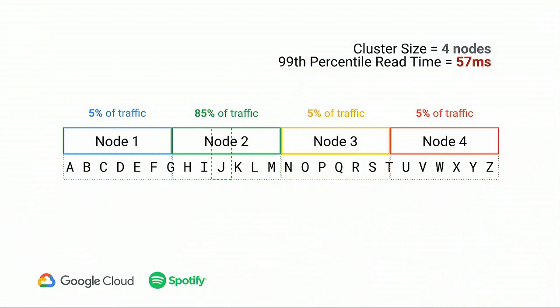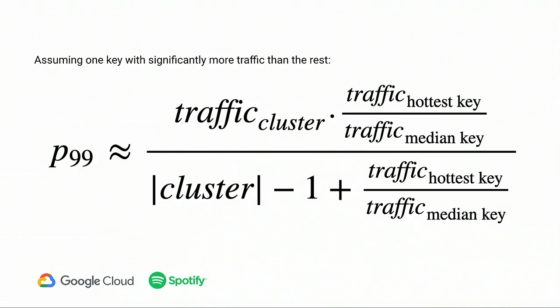And pull out your phones. You might want to take a screenshot of this. This is the relationship between the latency of your cluster and the ratio of the traffic to your hottest key to the traffic to the median key. To the best of our knowledge, this is what we go off of, and this is how we understand how to scale Bigtable. So if the traffic to your hottest key is very, very high, and the traffic to your median key is very, very low, and the ratio between them is significantly more than 1, then this is going to limit scalability by a large factor.